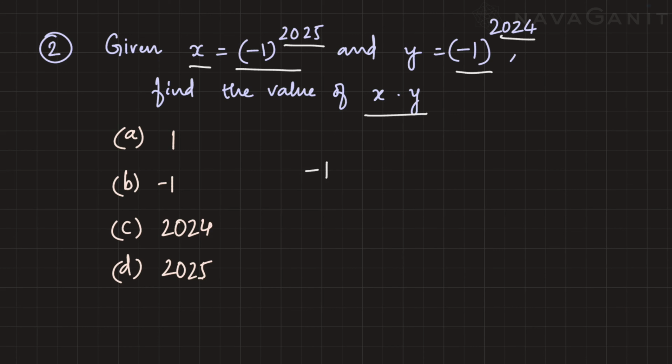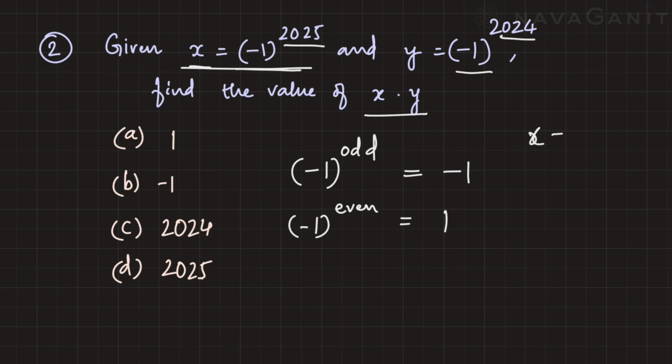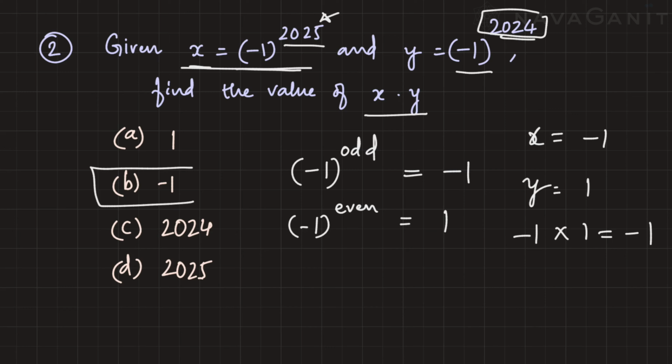So we know that minus 1 raised to the power of any odd number is always minus 1, and minus 1 raised to the power of any even number is nothing but 1. So in our problem, x is minus 1 raised to the power of an odd number. 2025 is odd, so x is minus 1, and y would be minus 1 raised to the power of an even number, so y would be 1, and x multiplied by y would be minus 1 multiplied by 1, which would be minus 1. So B is the correct answer.